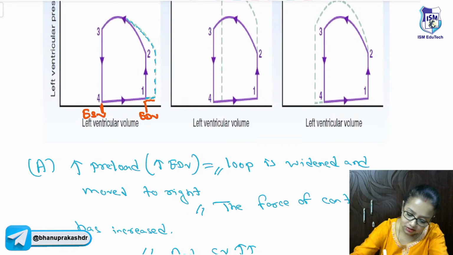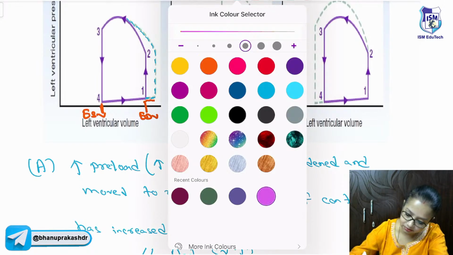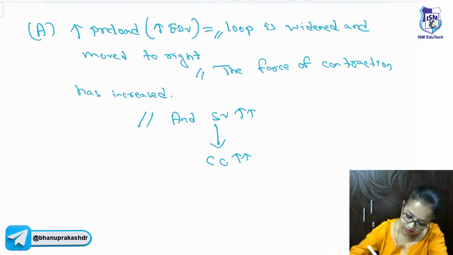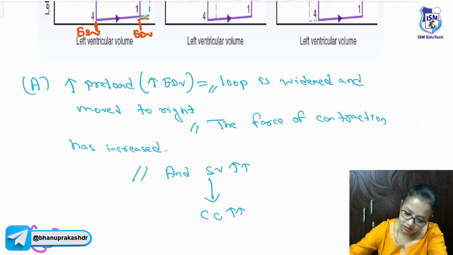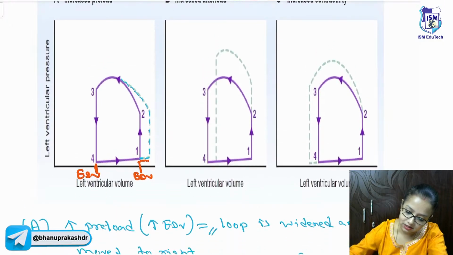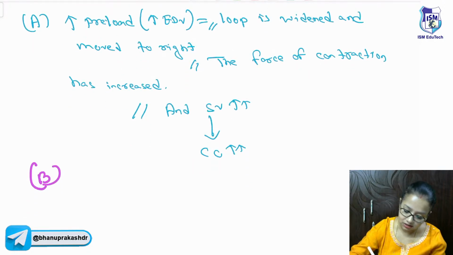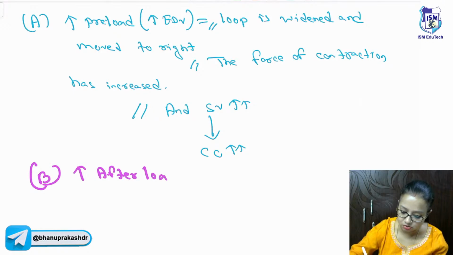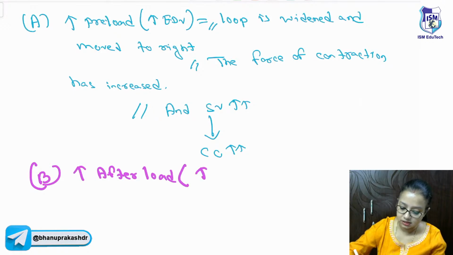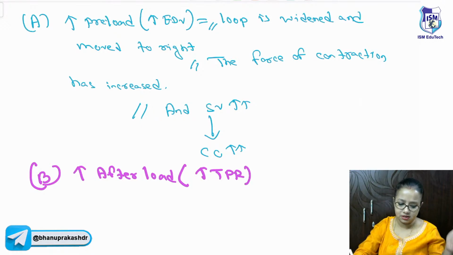Coming to the second diagram. The second one is, as we can see here, a condition where the afterload has increased. Afterload increased means increase in the total peripheral resistance. There is some obstacle, some hindrance in the pathway in the ejection of blood. Therefore, the peripheral resistance has increased.